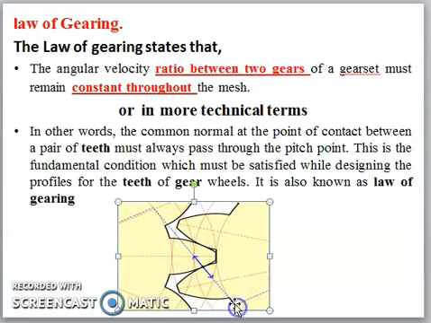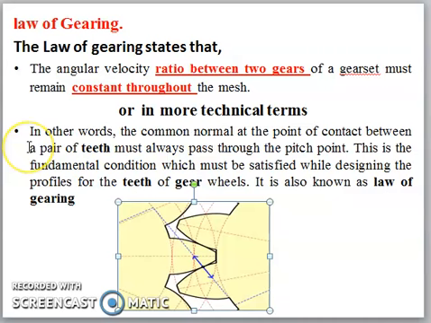These blue dotted lines plus this blue arrow mark show the constant throughout the mesh. Or in more technical terms, I can elaborate in more detail.